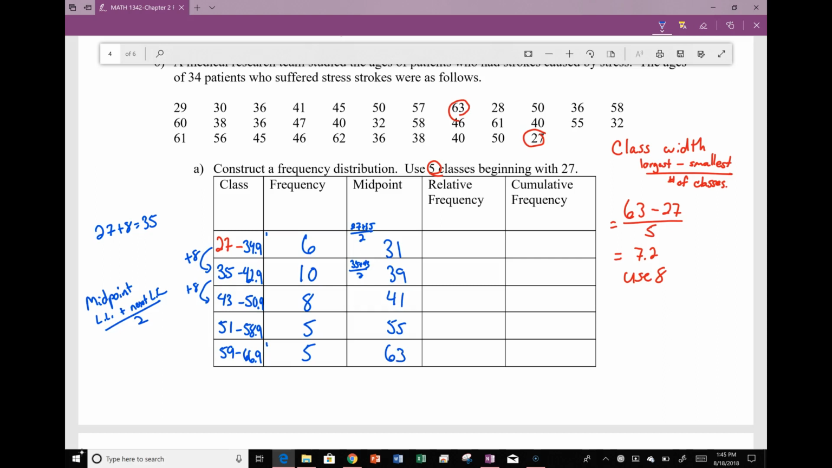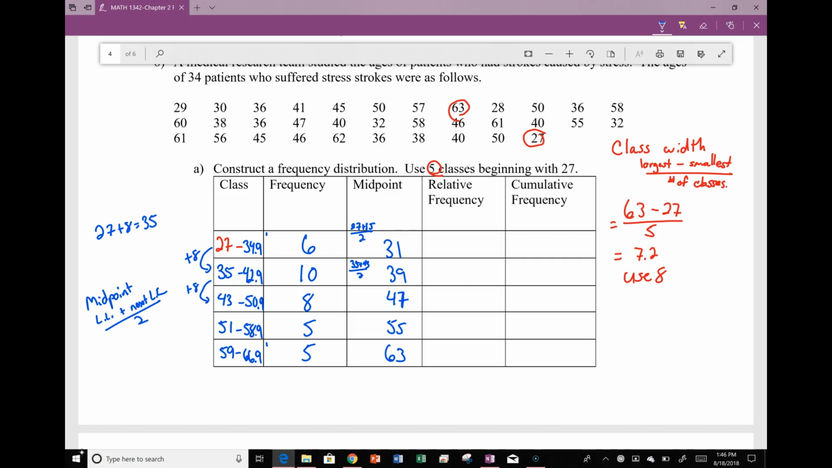Hopefully you paused the video to see if you could calculate the midpoints. I came up with 31, 39, 47, 55, and 63. In the same way that we added the class width down on the class limits, we can also add the class width down on the midpoints.